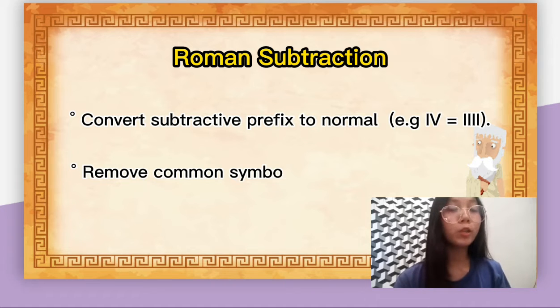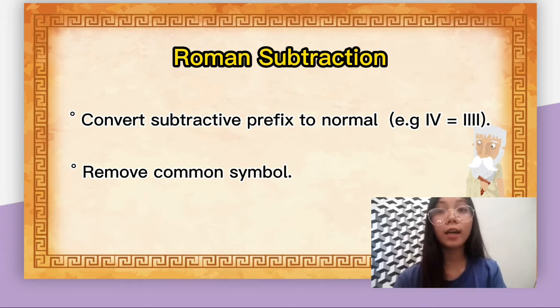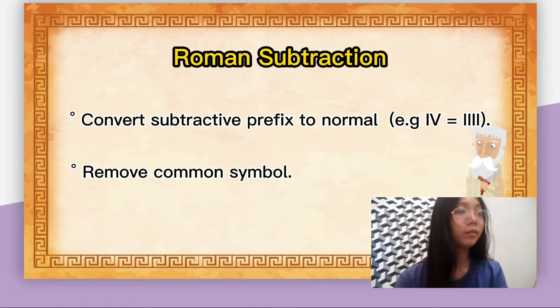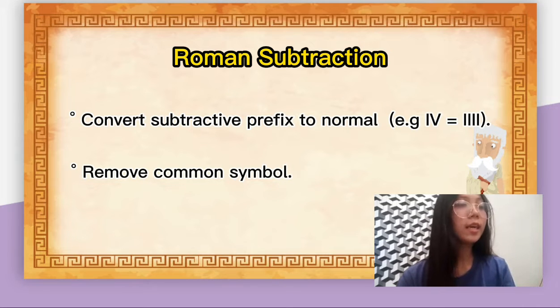So remove common symbols. No number should be present before the negative sign or the minus sign. So example is 234 minus 103. So 234 in Roman numeral is equal to CCXXXIV, minus 100, which is C and then 3 I.